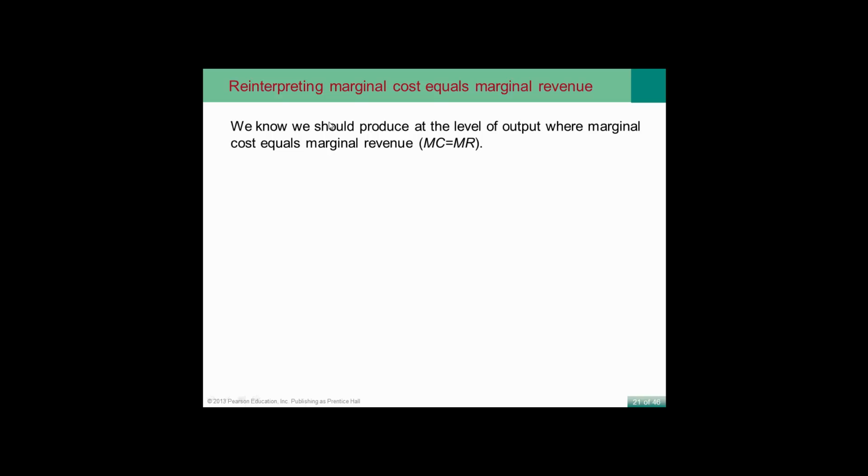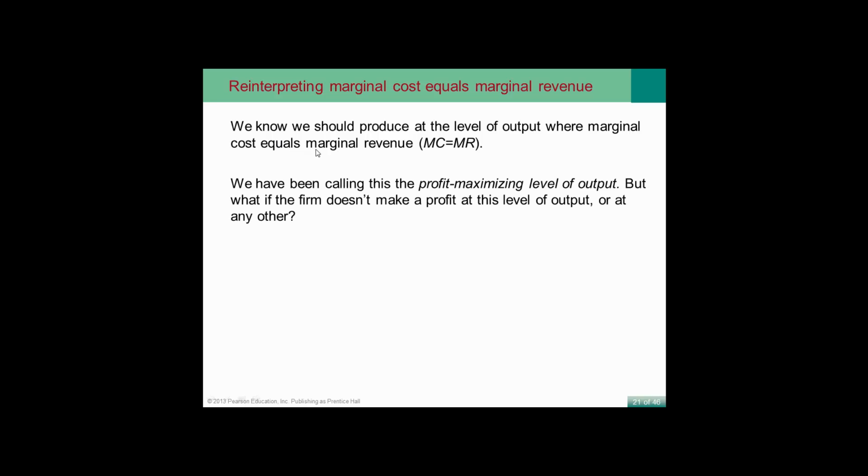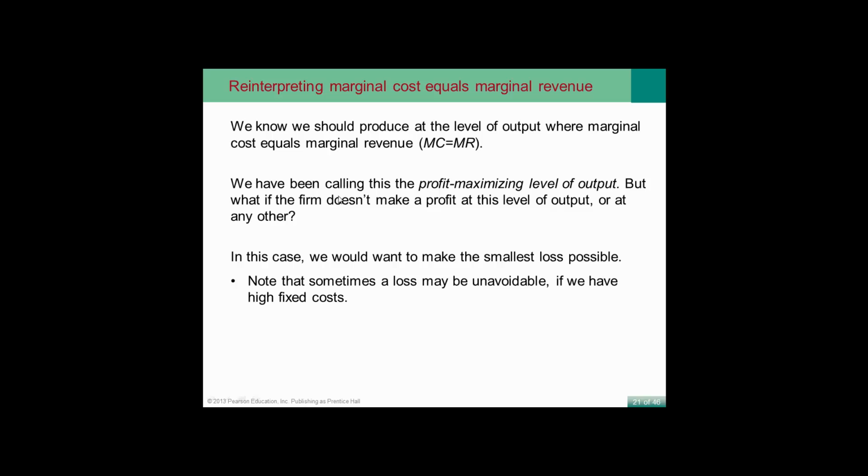Reinterpreting marginal cost equals marginal revenue. We know that we should produce at a level of output where marginal cost equals marginal revenue. We've been calling this the profit maximizing level of output, but what if the firm doesn't make a profit? Or at this level or any other, what if the firm loses money? In this case, we would want to make the smallest losses possible. Sometimes our losses are unavoidable because we have such high fixed costs. It turns out that MC equals MR is still the correct rule to use. It is the loss minimizing rule instead of the profit maximizing rule.